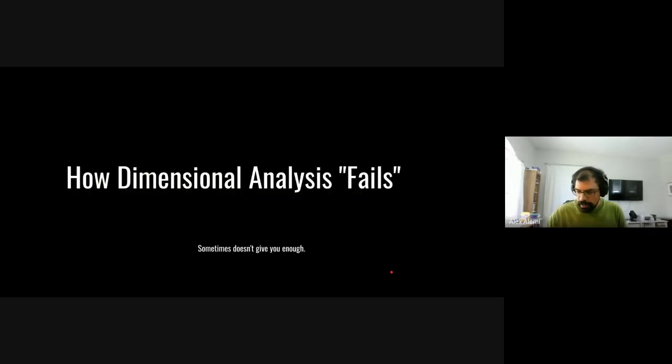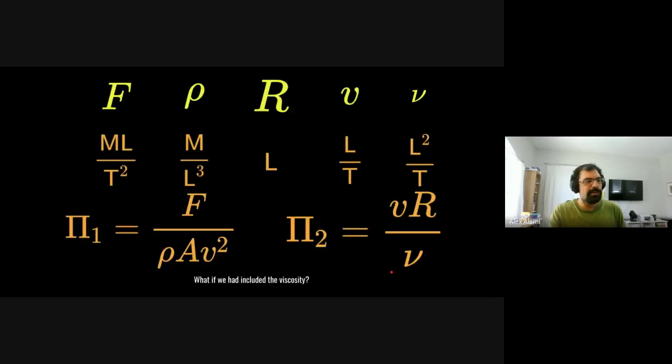So how do these things fail? They fail if you don't know which physical constants to put in there, or if you forget some. I don't know how much physics you remember, but one thing you might complain about is, hey, what if we put viscosity in there? Viscosity is a physical property of fluids. It has to do with how thick, how viscous they are. What if we included viscosity? It seems like viscosity should have something to do with drag. On the one hand, you'd be right. Viscosity has a lot to do with drag.